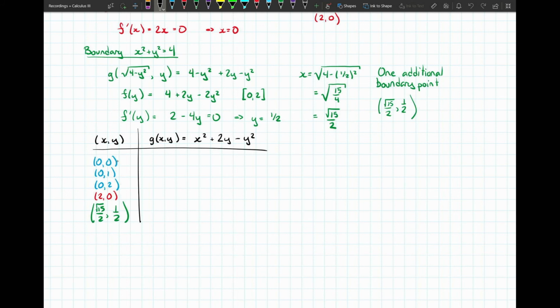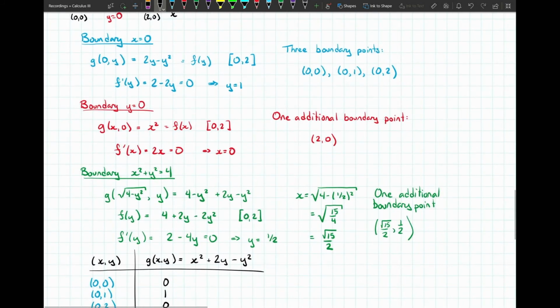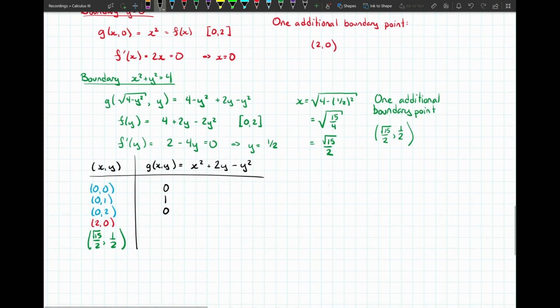As you can see, plugging (0, 0) in, the function g evaluates to 0. If we plug in the point (0, 1) into our function, then our function evaluates to 1. If we plug (0, 2) into our function g, then we end up back at 0 again. Hopefully that makes sense, because along the boundary when x is equal to 0, it's just a parabola, and it is opening downward. So it just goes from 0 up to 1 and back to 0 again.